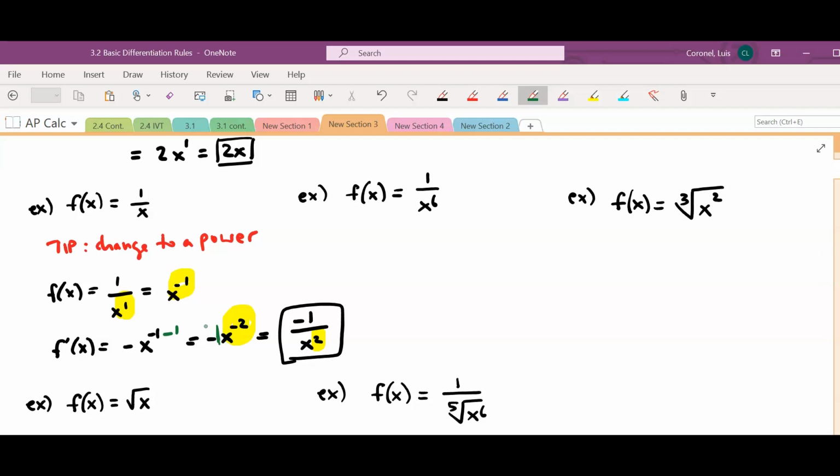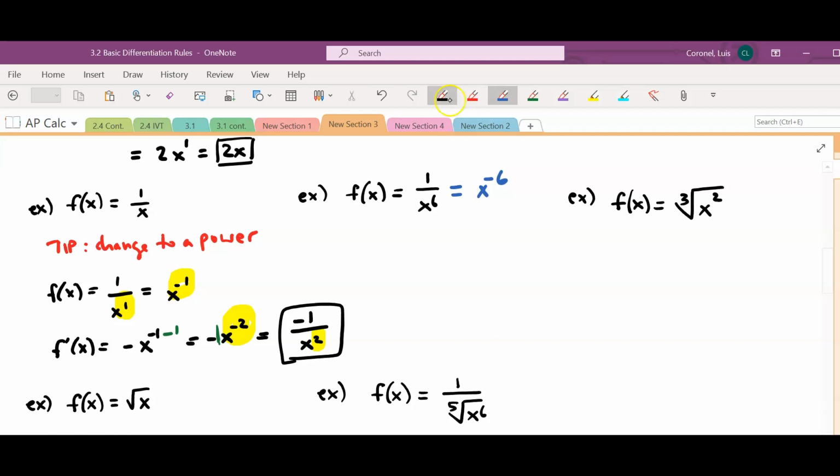Alright, next example. So same thing, we have this fraction. We want to make that power negative. Think about how you could rewrite the fraction. X to the power of negative 6.